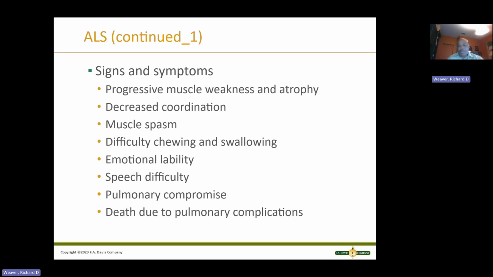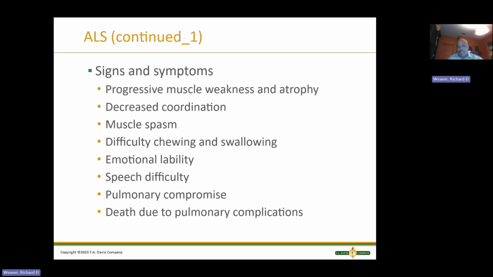Now, later in the disease, these patients' communication ability is going to be limited to basically moving or blinking the eye in response to questions. And so you might say blink one time for yes, blink two times for no. The pulmonary function system will become severely compromised to the point that they might need to be intubated and placed on a ventilator to help them breathe.